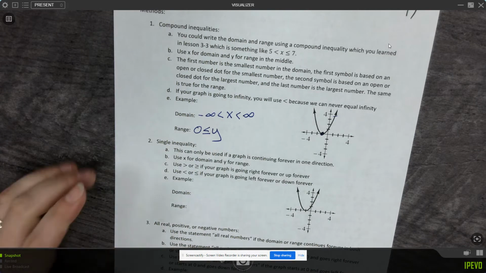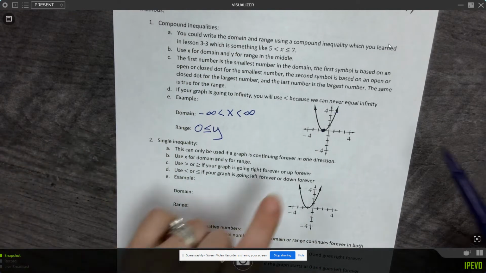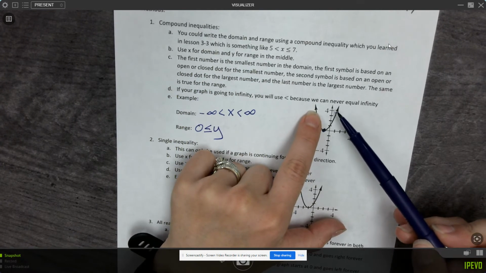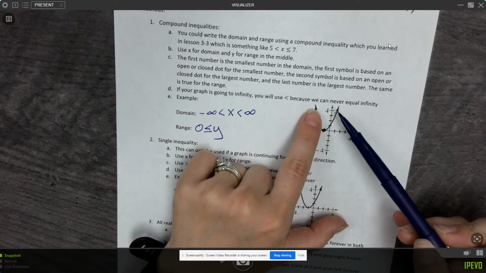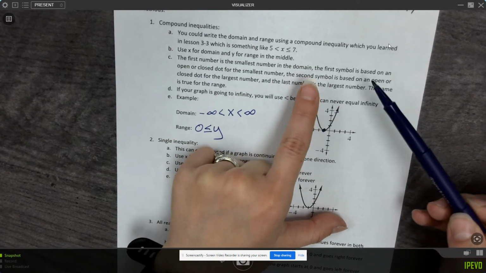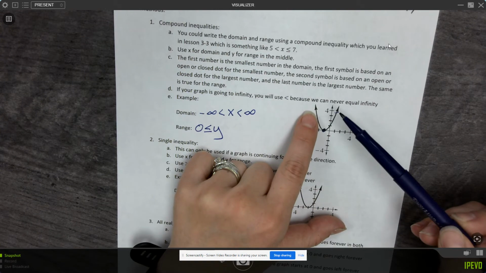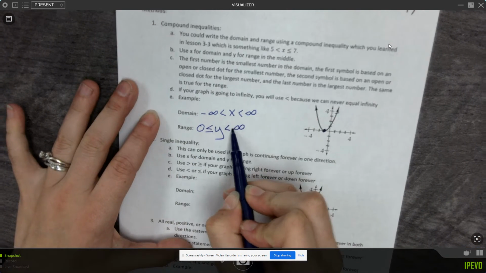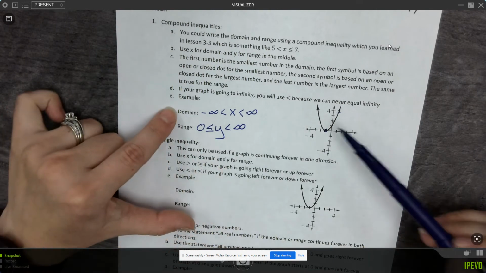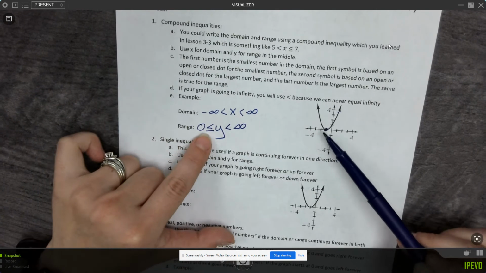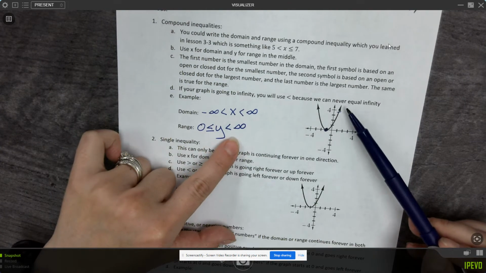And then I'm going to look at the highest point. Well, I have both of these arrows. It doesn't matter which one you look at, because they're both arrows going up. That would be a positive infinity. So we're going to use our less than infinity. So to write your domain for this graph, it's negative infinity to positive infinity. It's 0 to positive infinity for your range.